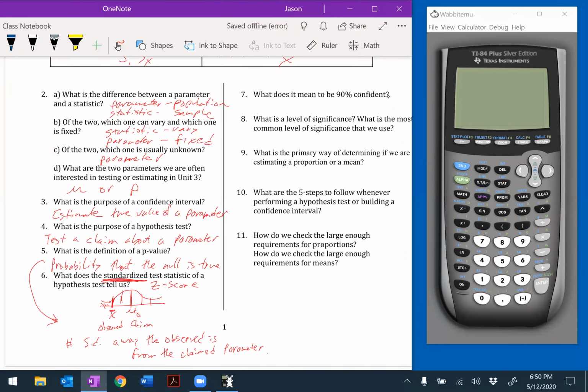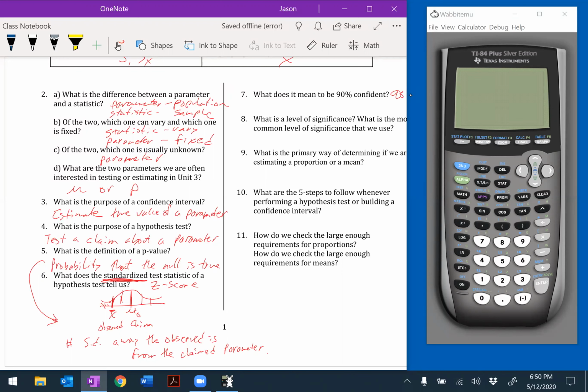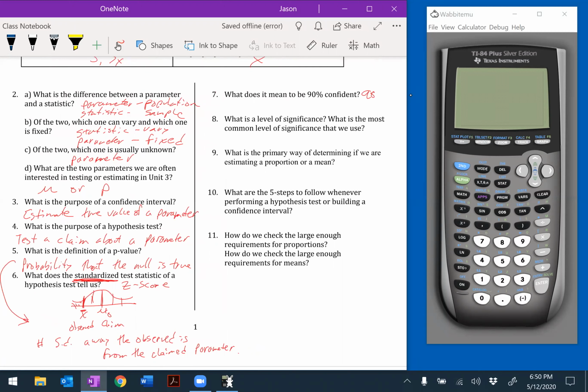Okay. What does it mean to be 90% confident? Okay, that means 90% of all samples contain the true parameter. Okay, 90% of all the samples contain the true parameter.